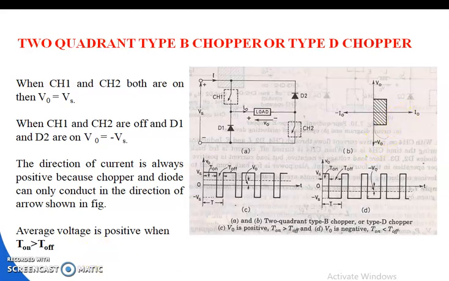Okay, today we discussed two-quadrant type B chopper or type D chopper. This one shows the figure. There are four different figures drawn here. Figure A is the circuit diagram of the type D chopper. Figure B shows the quadrant diagram of the type B chopper. Figure C shows the load voltage V0 waveform, and figure D shows the load voltage V0 waveform.